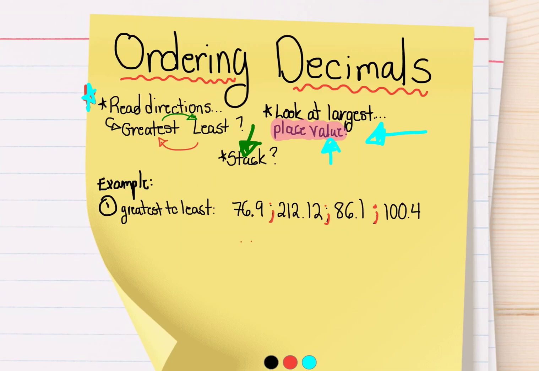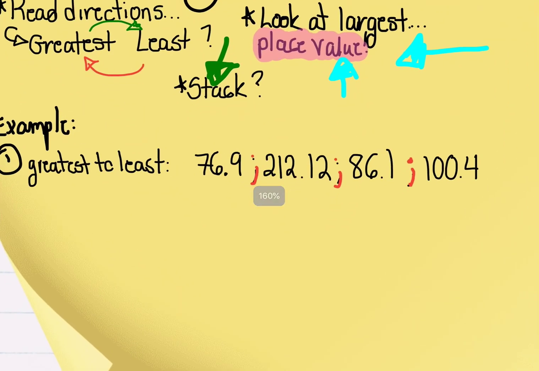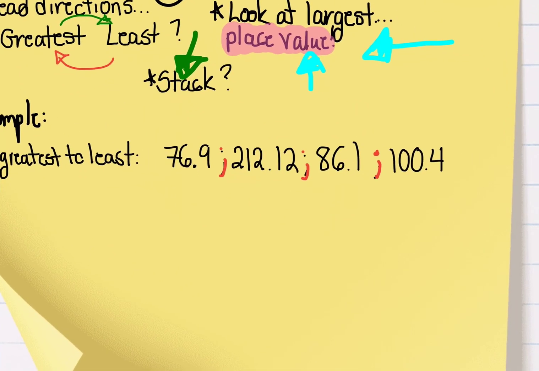And then the stackable method. Now, how does the stackable method work? I have an example here where you have four numbers: 76.9, 212.12, 86.1, and 100.4. I'm going to organize these by stacking my numbers.